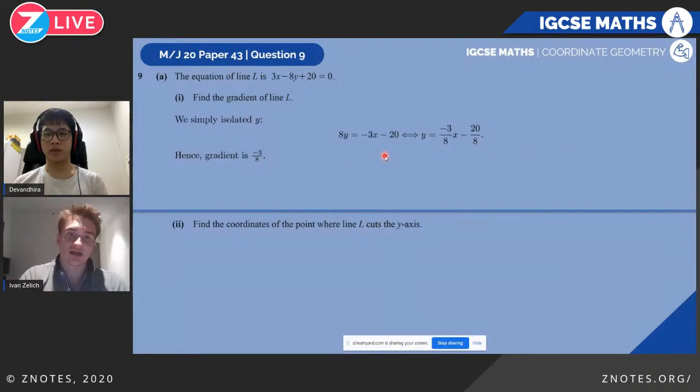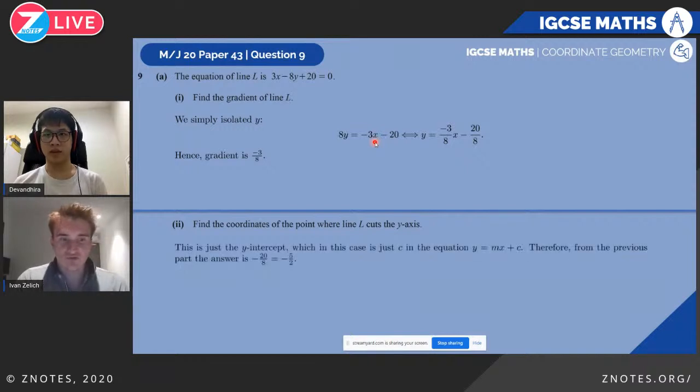But the process is you single out y and find what the m is. So m is the coefficient of x in that case. Okay, so now we have to find the coordinates of the point where the line L cuts the y-axis. In this case, as we said, when the line cuts the y-axis, that's the y-intercept. So from this line, the y-intercept will be negative 20 on 8, which is just negative 5 on 8, and that's the answer.